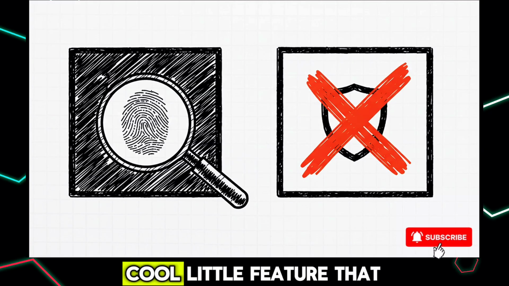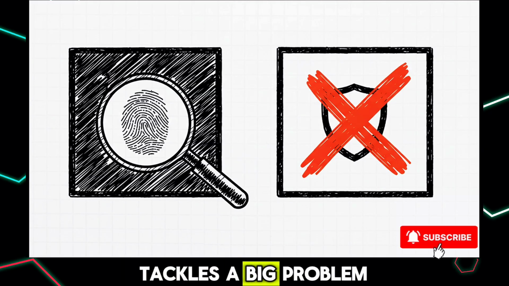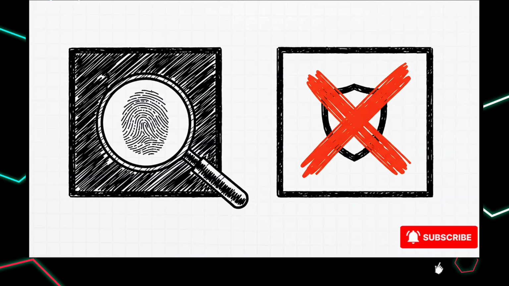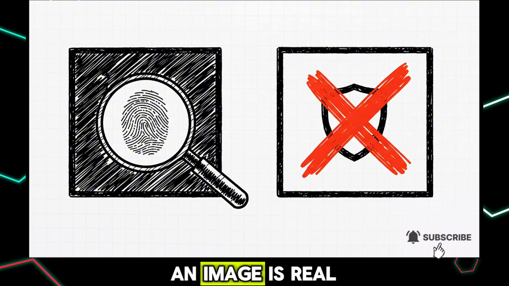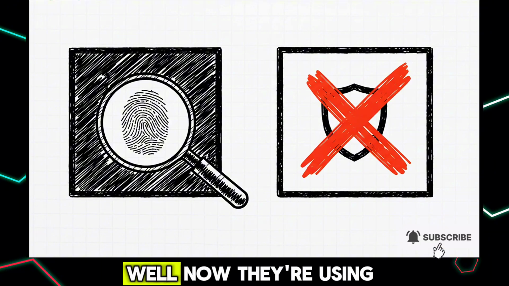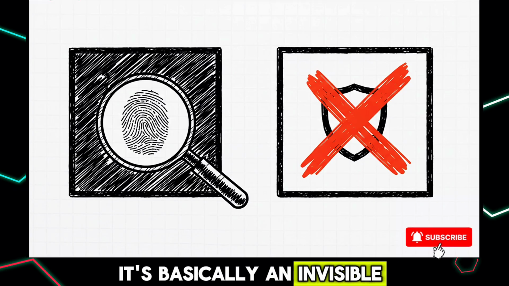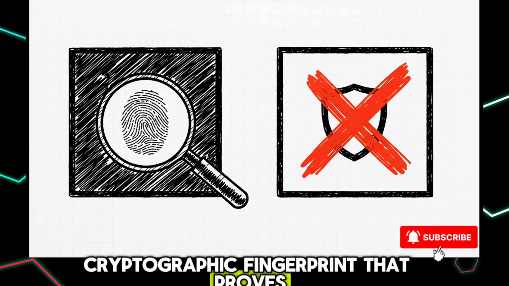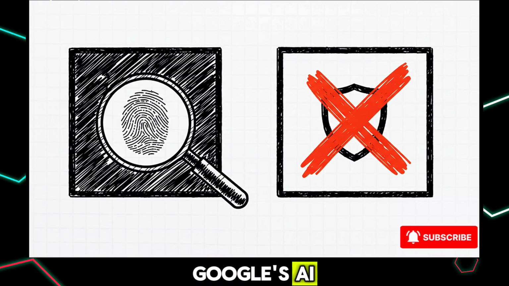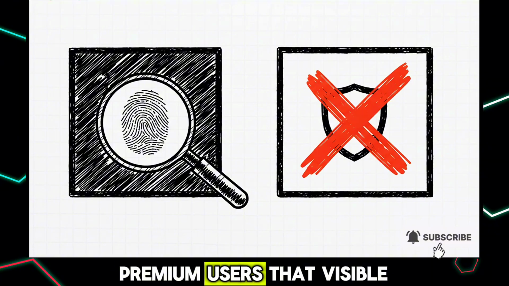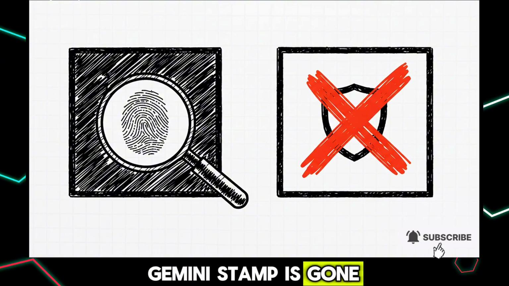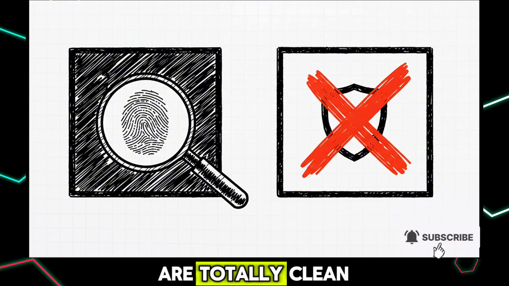And here's a really cool little feature that tackles a big problem: authenticity. You know how hard it can be to tell if an image is real or AI generated? Well, now they're using this thing called Synth ID. It's basically an invisible cryptographic fingerprint that proves an image came from Google's AI. And, bonus for the premium users, that visible Gemini stamp is gone, so your final images are totally clean.